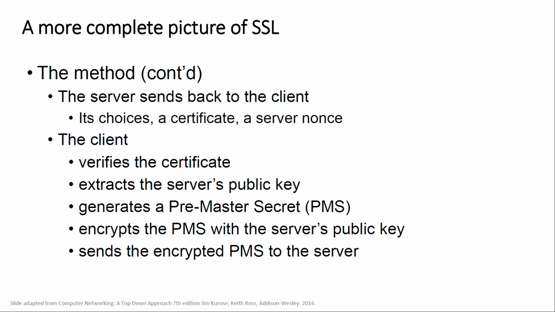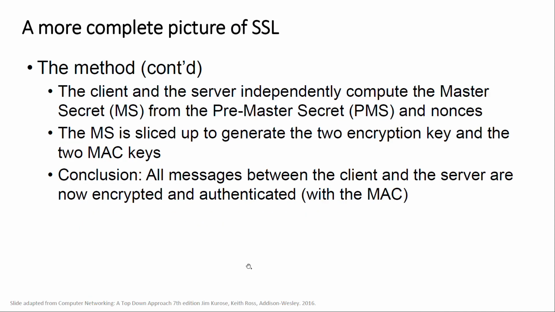The server sends back to the client its choices, a certificate and the server nonce. The client verifies the certificate, extracts the server's public key, generates a premaster secret that we talked about so far, encrypts this secret key with the server's public key, and sends the encrypted PMS to the server. Recall that from this secret, 4 keys will be generated.